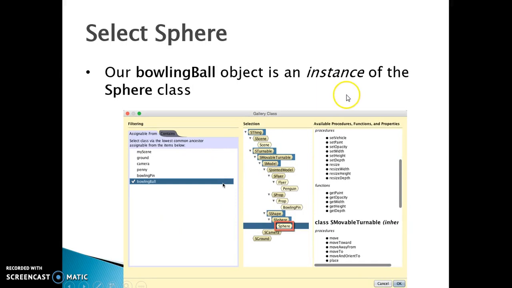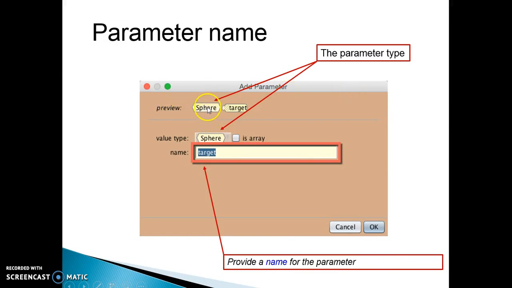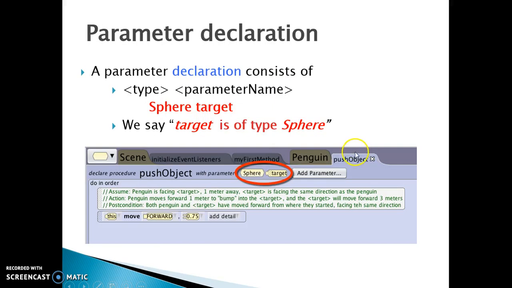Okay. So we're going to put in sphere as the value type right here, and it'll show up in both places. Okay, we just have to put it here, and then the name, you can put in anything you want. All right, so let me show you on Alice what that looks like.